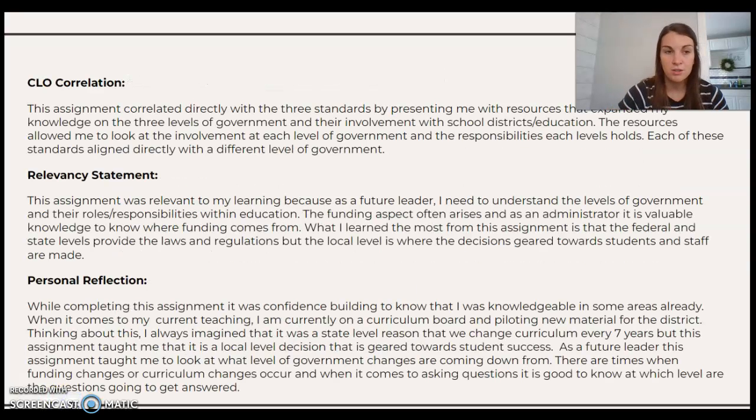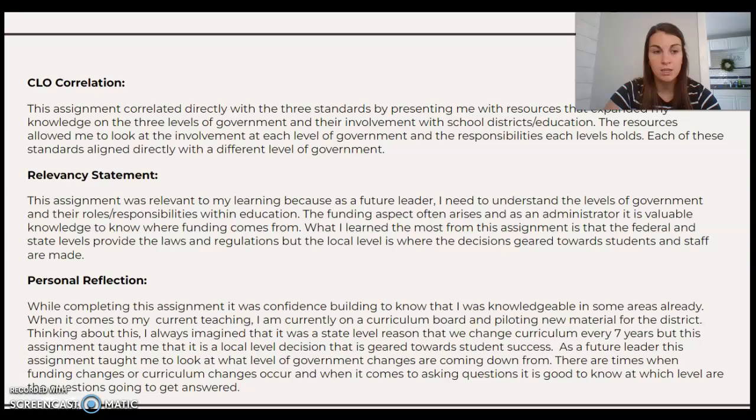So then here's my correlations. My CLL correlation, this assignment correlated directly with the 3 standards by presenting me with resources that expanded my knowledge on the 3 levels of government and their involvement within school districts and the education system. These resources allowed me to look at the involvement at each level of government and the responsibilities each level holds. Each of these standards align directly with the different levels of government discussed in this module.